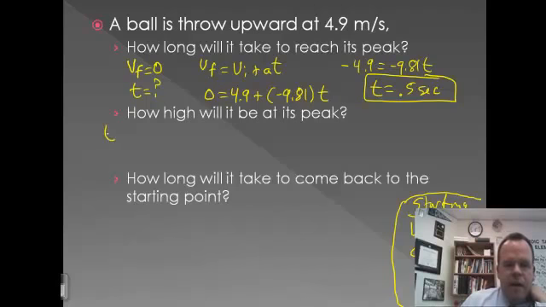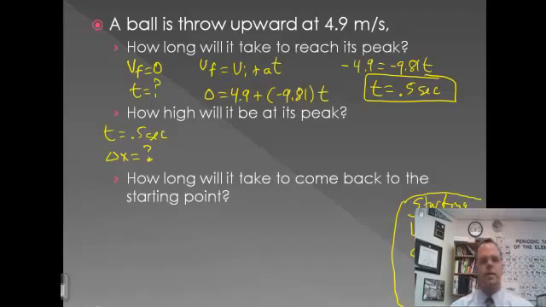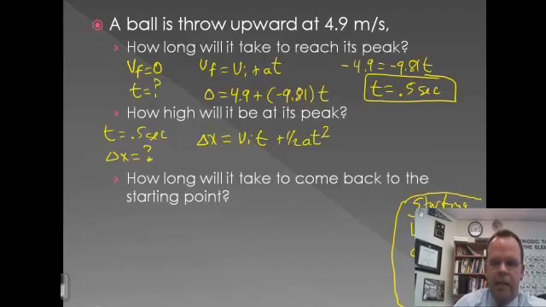Second problem. I now know the time is 0.5 seconds, and I'm looking for displacement. So I need displacement, time, initial velocity, and acceleration. Now the best equation: delta x equals v_i t plus 1/2 a t squared. So delta x equals 4.9 times 0.5 plus 1/2 times negative 9.81 times 0.5 squared.